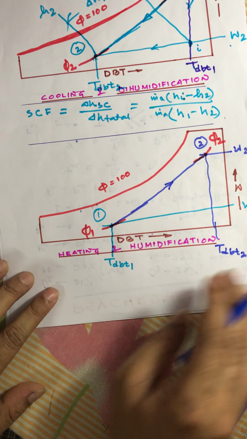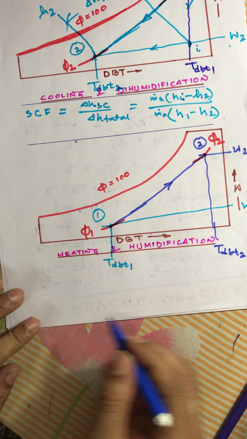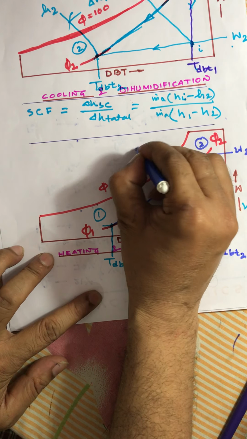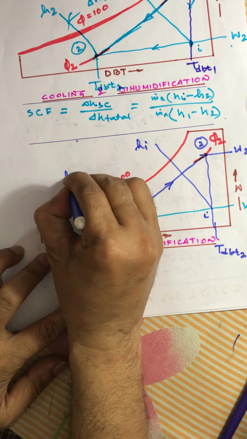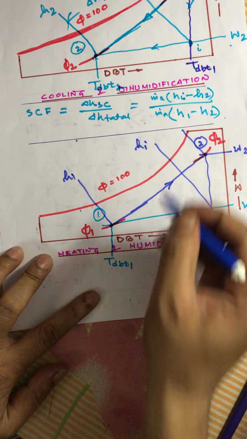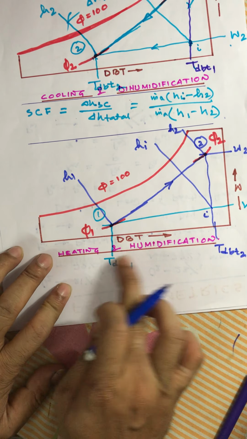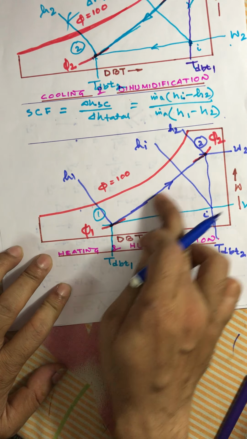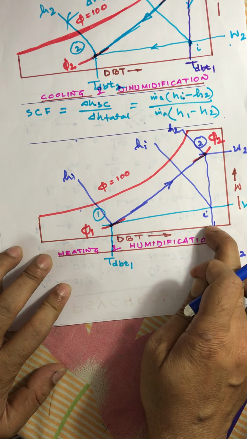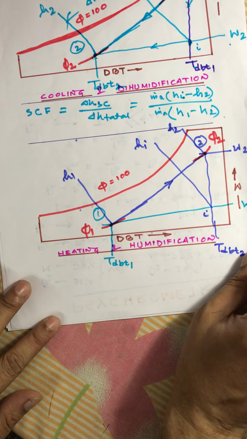The same explanation will be there for that case. Similarly, this is the intermediate point, and we can calculate the energy at different states and the sensible heating factor for that case. Clear. So, this is the heating and humidification process, that means dry bulb temperature is going to increase as well as W is going to increase.